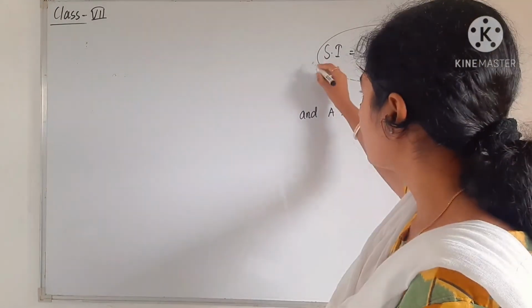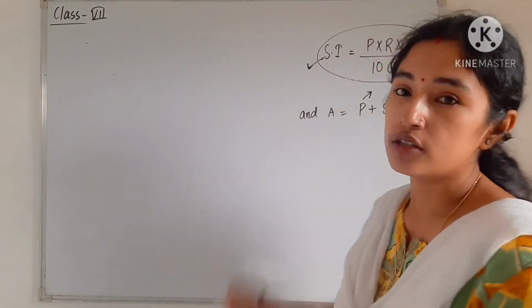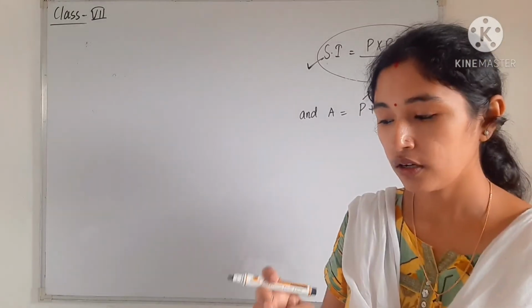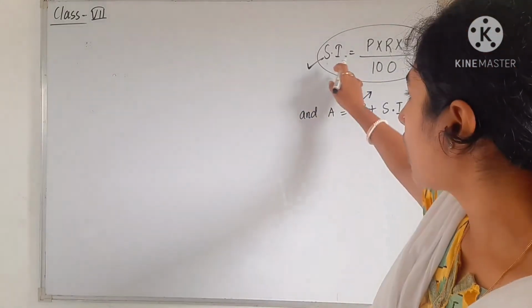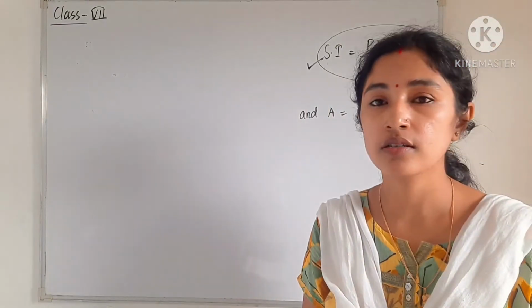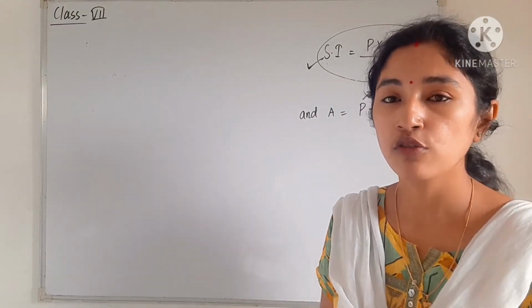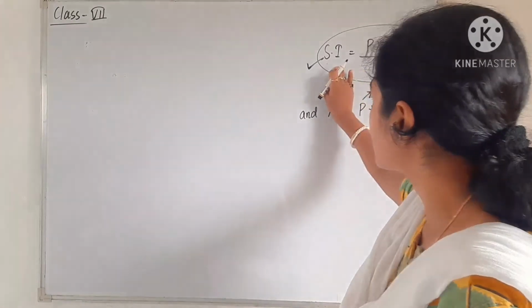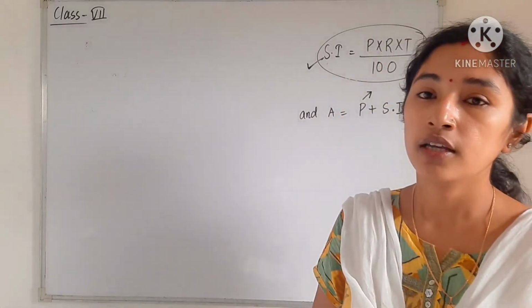Now how do we get this formula? We will just observe how to get this formula. In my next lecture I am going to discuss the exercise part. First of all we will discuss how we get SI is equal to P into R into T by 100.